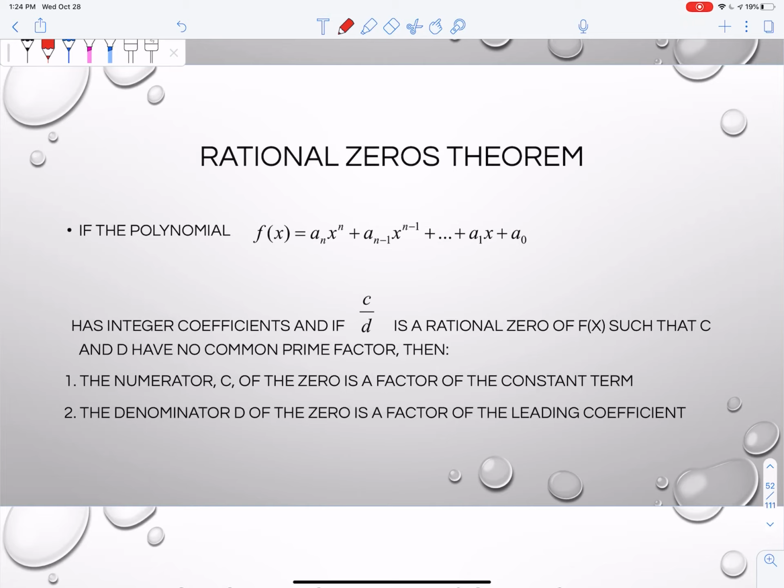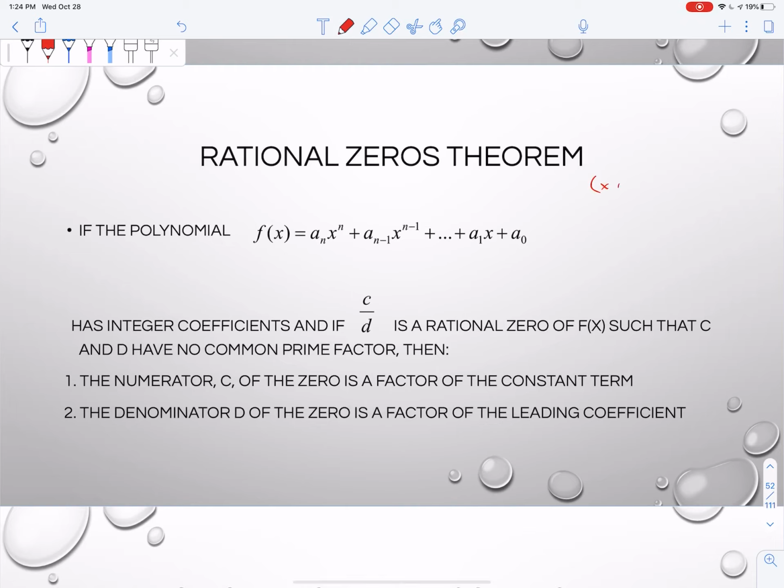If the polynomial has integer coefficients, and if c over d is a rational zero of the polynomial f of x, such that c and d have no common factor, meaning I can't reduce them, then the following two things must be true. The numerator of that rational zero must be a factor of my constant term. Has to be. Absolutely 110%. The denominator of that rational zero must be a factor of my leading coefficient. And again, if we sit here and multiply it all out, that has to be the truth.